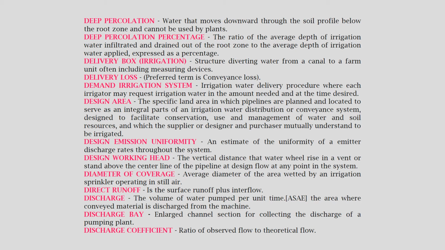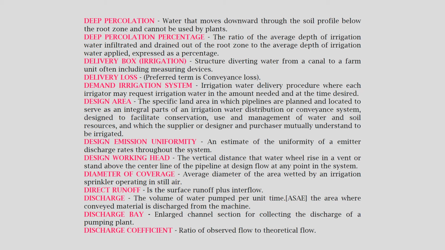Design area. The specific land area in which pipelines are planned and located to serve as an integral part of an irrigation water distribution or conveyance system, designed to facilitate conservation, use and management of water and soil resources, and which the supplier or designer and purchaser mutually understand to be irrigated.